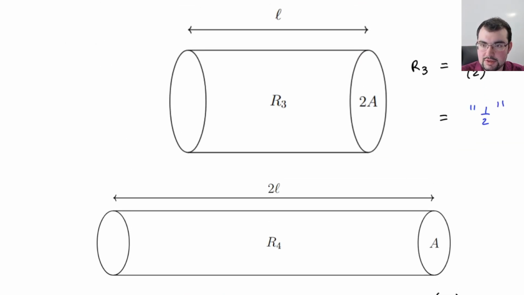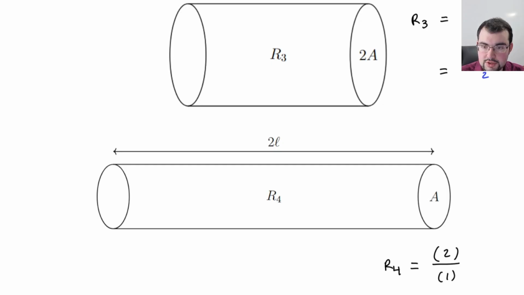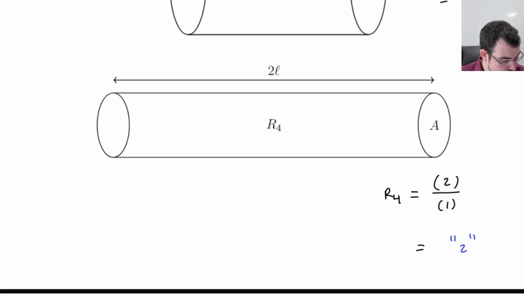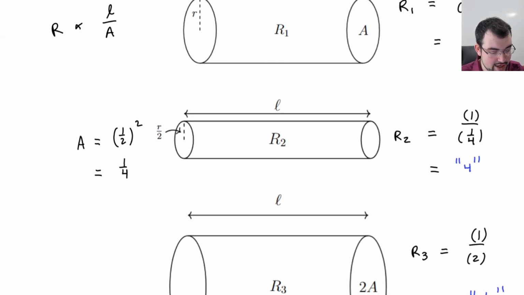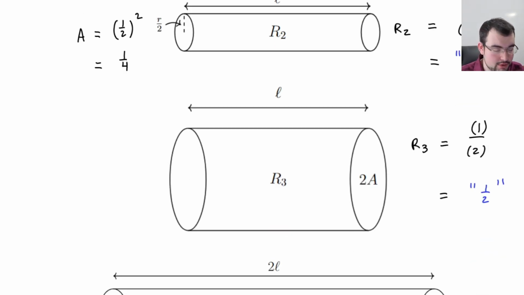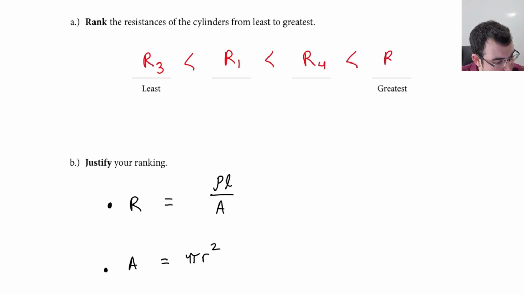Our next resistance was a longer wire, but the same area. So long wire, normal area. And then our greatest resistance was the normal length wire, but the smallest area because it was compressed by a factor of 4. So that's why R2 is the biggest. And if we actually did our representatives, this was 1/2, this was 1, this was 2, and this was 4.